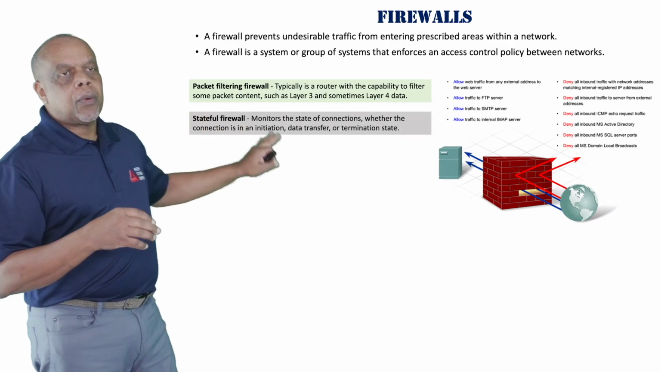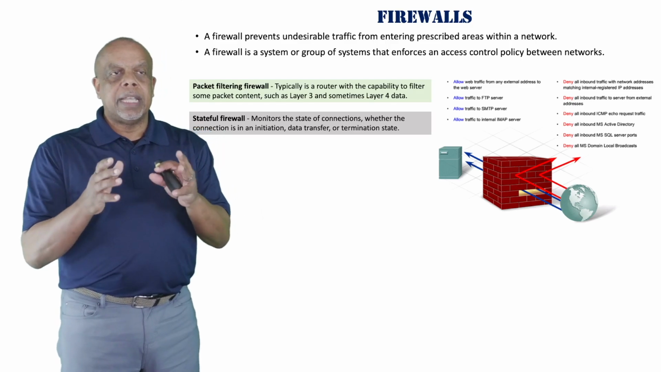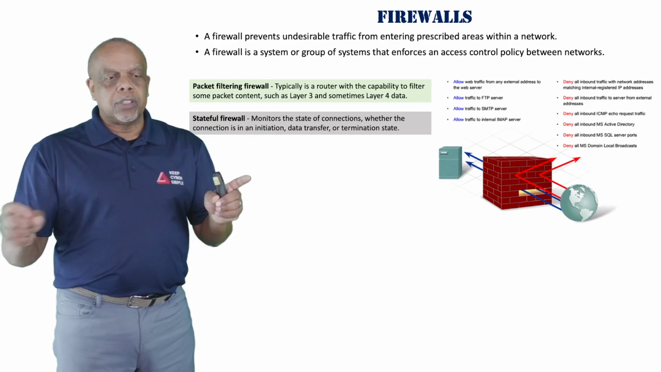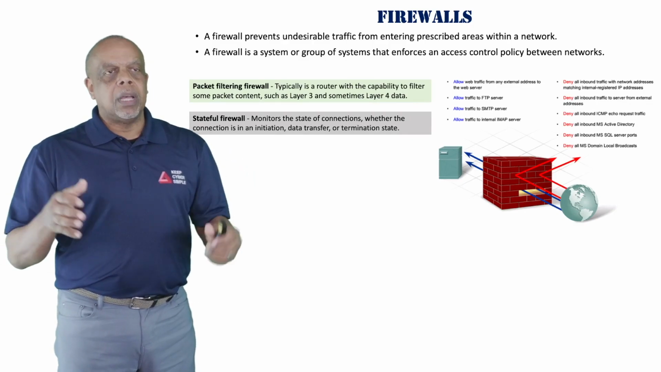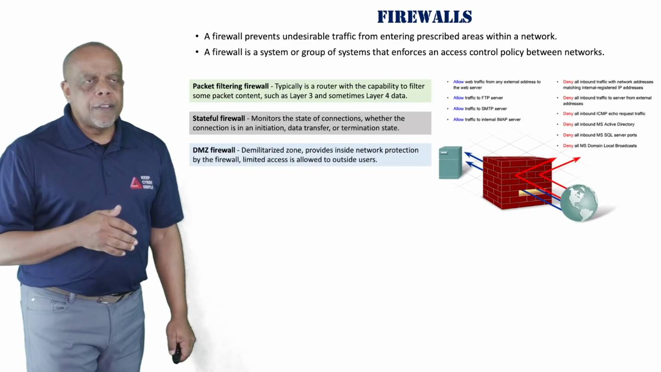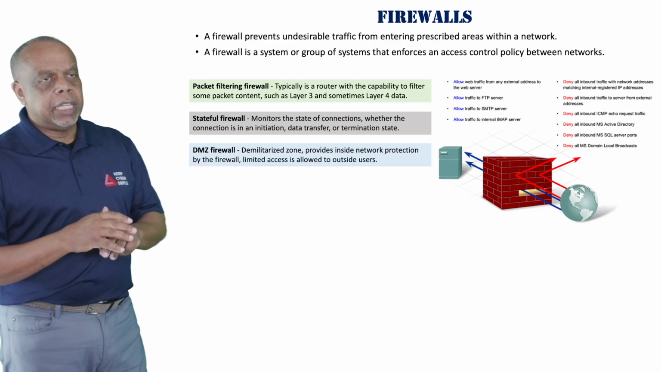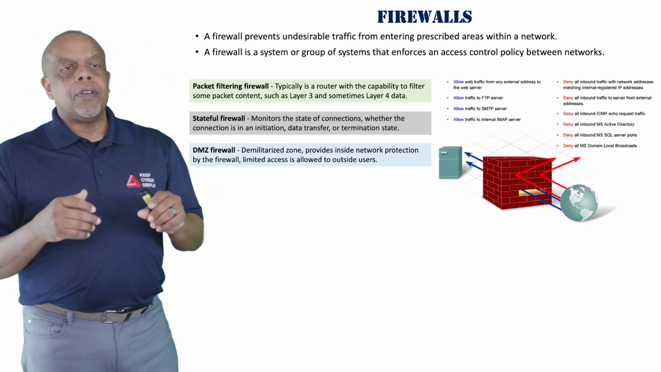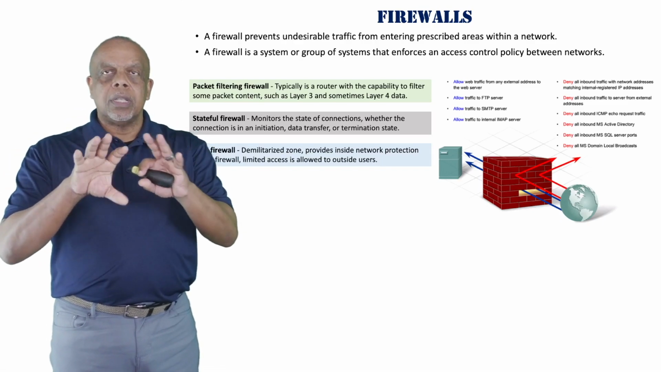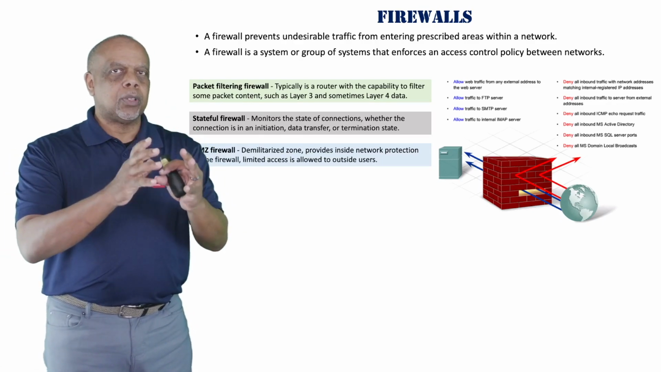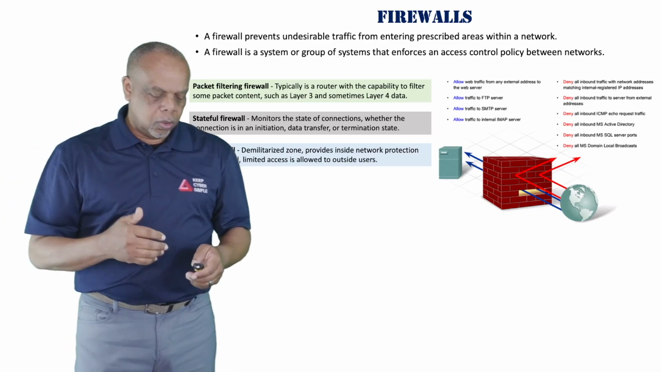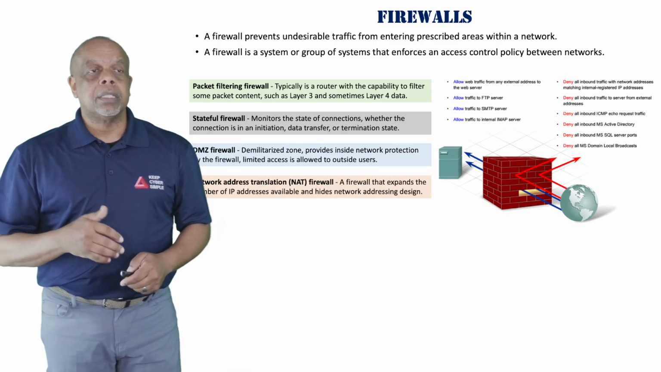A stateful firewall, like I say, monitors the state of a connection: if a connection is up, if it's down, if there's a data transfer going, so it can move things based on the state of the connection. We also have things called DMZs. I think we talked about DMZs a little bit earlier. A demilitarized zone provides inside network protection for certain things, like web servers and proxy servers, and you can set up rules to limit who can get into those areas.